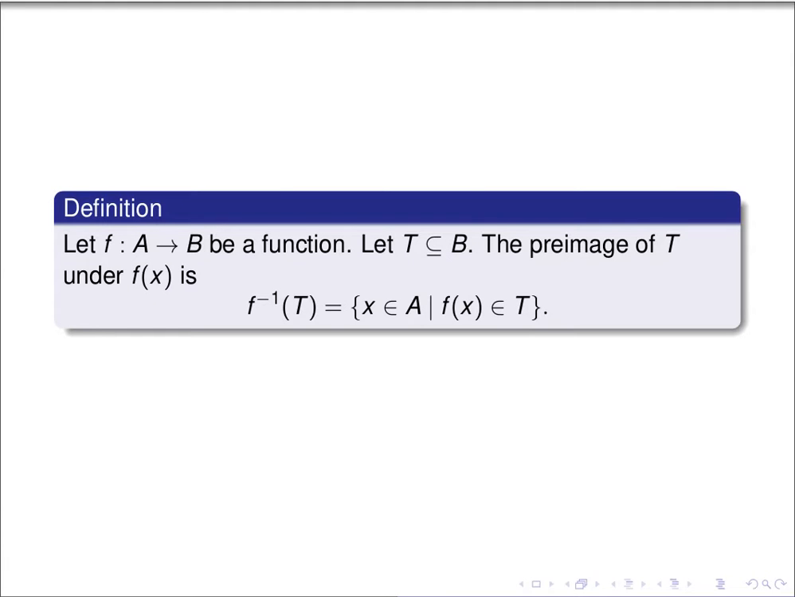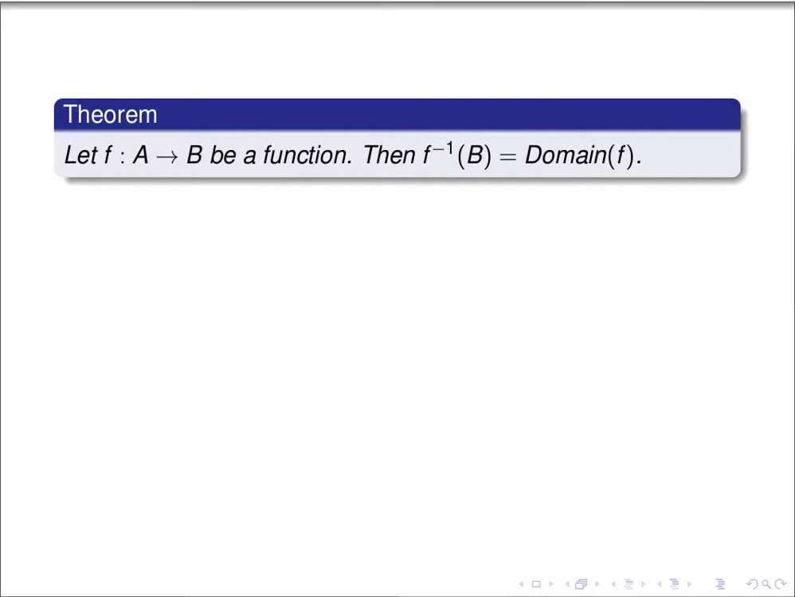Let's let f from A to B be a function and T be some subset of B. Then the preimage of T under f is the set of all x in A so that f of x is in T. All right. So it's the set of all x in A so that f maps x to an element of T. So first theorem: if f from A to B is a function, then the preimage of the codomain is the domain. In other words, the preimage of B is the domain of f.